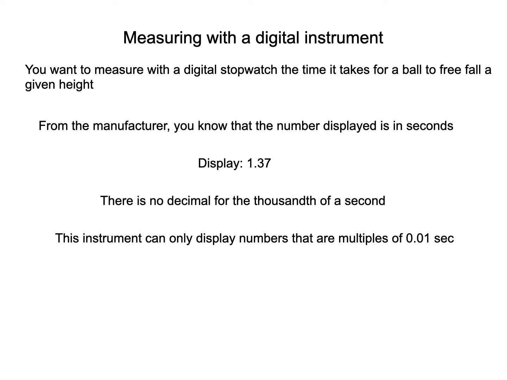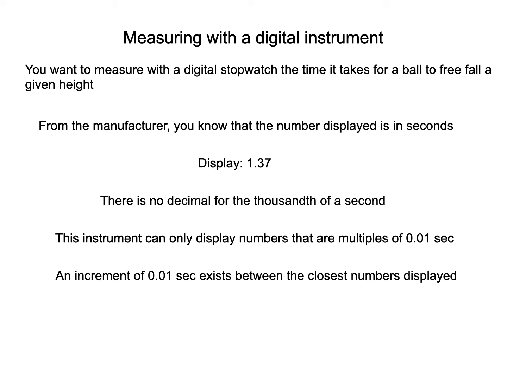Another way to say it is that the numbers are increasing by jumps of 0.01 second, by increment of 0.01 second. It means that the instrument is incapable of displaying a falling time of 1.374 seconds, for example. In effect, all the falling times above 1.37 second, but smaller than 1.38 second, will be displayed by this instrument as being 1.37 second.